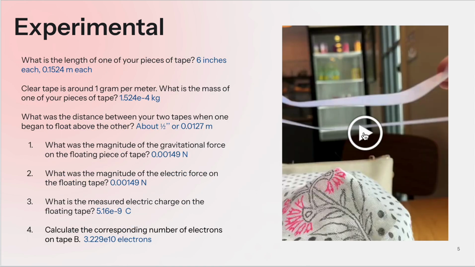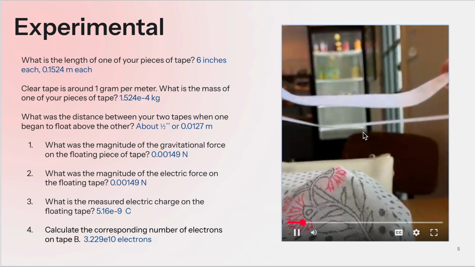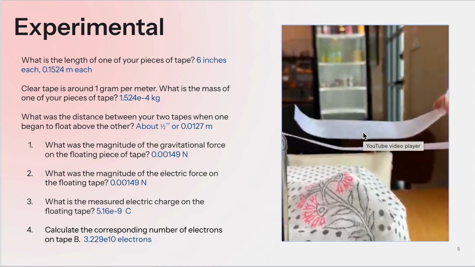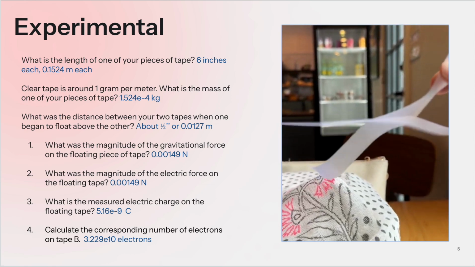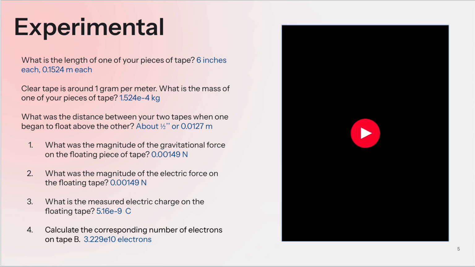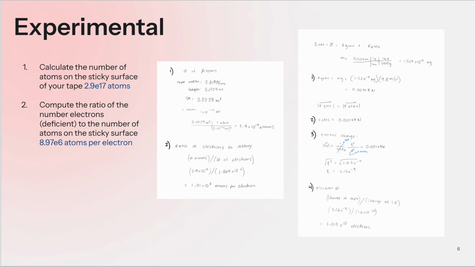For part 2 of the experimental, this is a video showing how we were able to make them float. The questions on the left also were asked in the instructional sheet. And then here are my calculations for the questions on the slide prior. The calculations are right here, and then the calculations for the questions on this slide are right here. For this one specifically, we used the surface area of the tape to calculate the amount of atoms, and then we were able to create a ratio for the amount of electrons, from atoms to electrons.